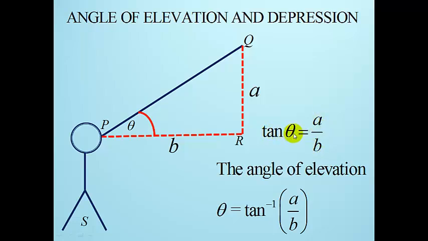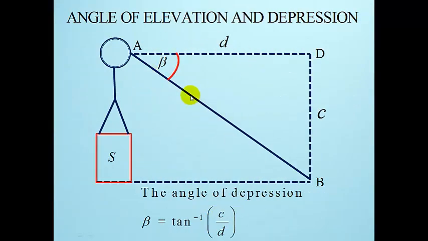Now, if you have tan theta is equal to A over B and you want to find the angle theta, take note that the angle theta is the angle of elevation. And so theta will be the tan inverse of the right hand side. That means that theta is equal to the tan inverse of A over B. And so when you take the tan inverse of A over B, the angle of elevation will now come out.